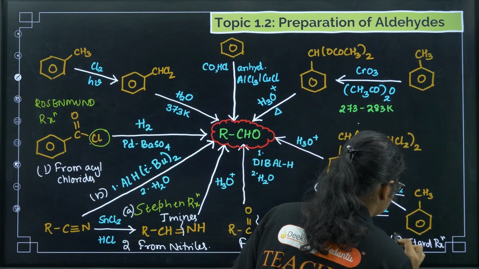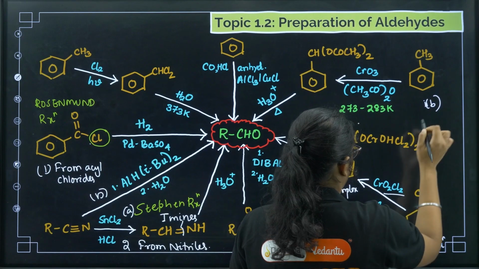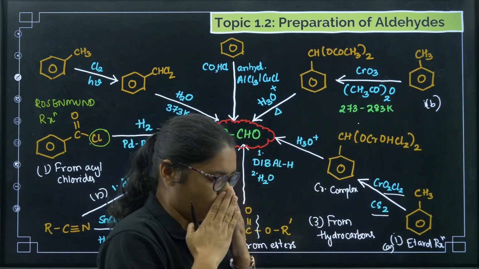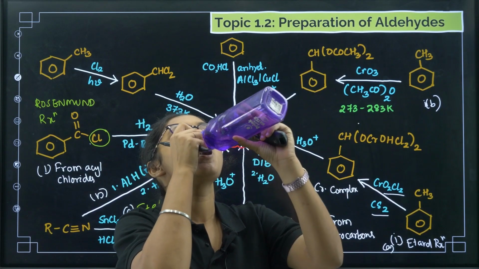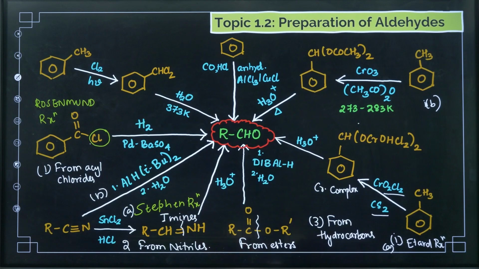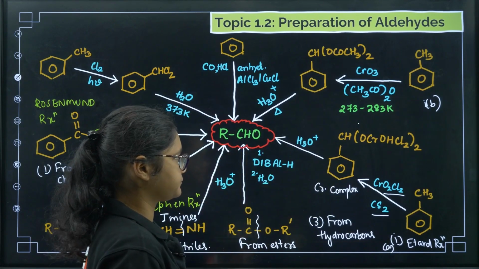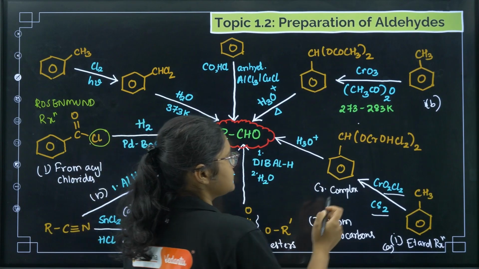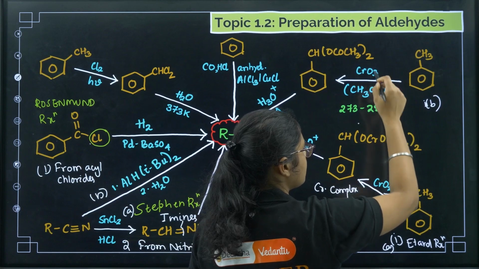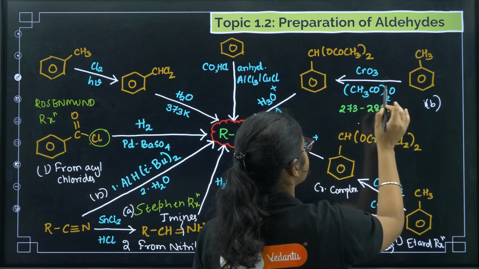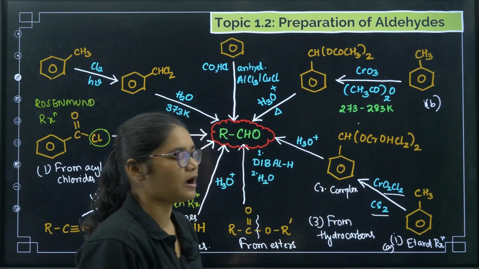This is from hydrocarbons, the first one I can write as 1A. So next one is your 1B. Again you just take methylbenzene, chromium oxide, (CH3CO)2O, and this one will give you the CH(OCOCH3)2 complex, and just treat it with H3O+ to give you RCHO.